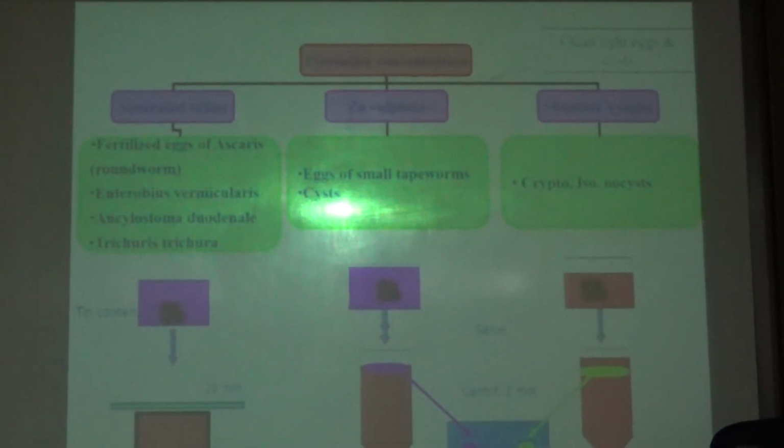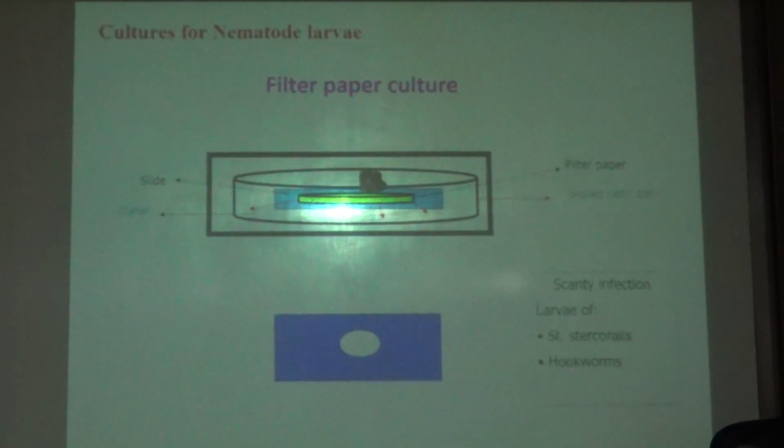use. In the flotation concentration technique, we use different things, and with the help of this, the eggs float on the surface. The different methods are the saturated saline method, zinc sulfate method, Sheather's sugar method, etc. No need to go into detail for all this.